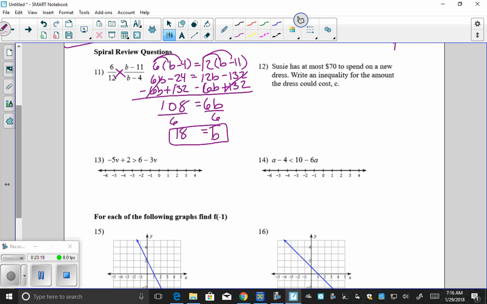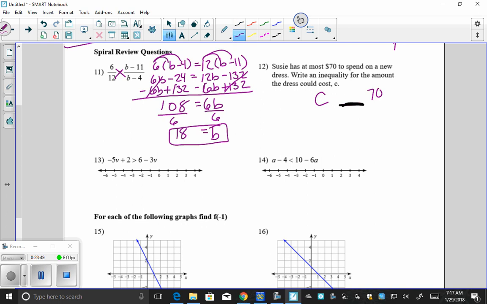Susie has at most $70 to spend on a new dress. Write an inequality for the amount the dress could cost. Okay? So she has money to buy a dress. She at most can spend $70. Now here are the four. I need to figure out what inequality symbol goes in the middle. Okay? This is my blank. This isn't part of the answer, it's just a blank.